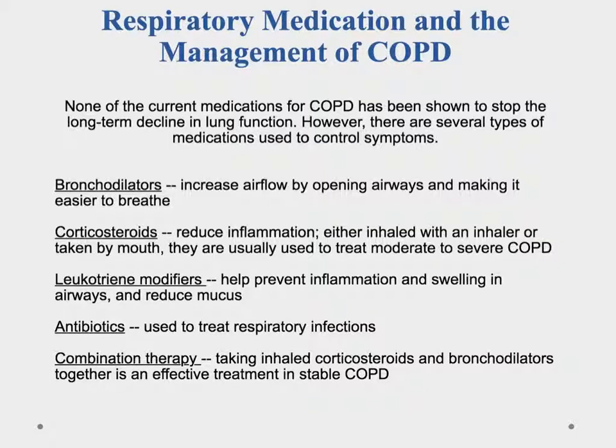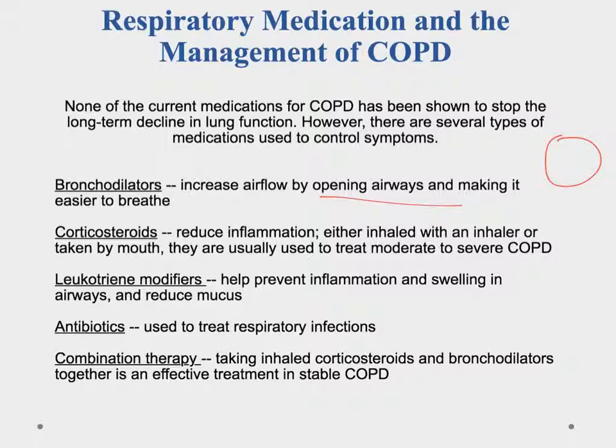These medications are used to control the symptoms, because remember, COPD is irreversible lung damage. But we have lots of medications that are very effective if used appropriately in decreasing and controlling the symptoms. Some of these medications are the same medications that we use with asthma, because they have the same effectiveness. Bronchodilators we talked about with asthma, that increases the airflow by opening those airways, and remember that that's where it opens those bronchioles.